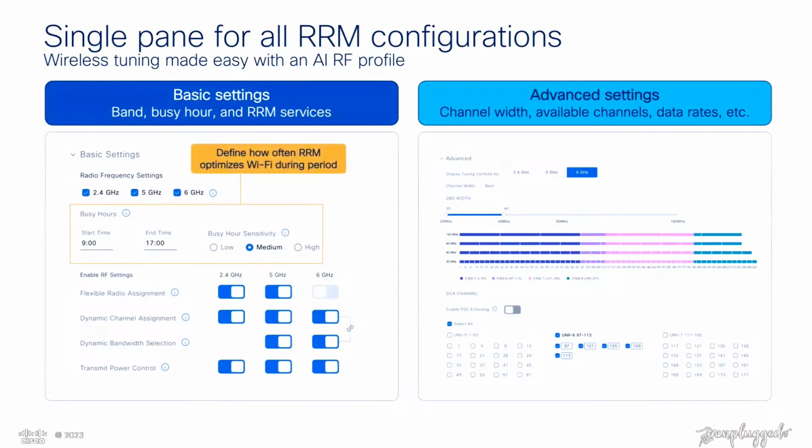So then how do I turn it on, right? The thing I need to do is create an RF profile. An RF profile is basically what goes on in your RRM settings in your controller today, right? We can do this in 2 ways. We can do it in the basic settings.